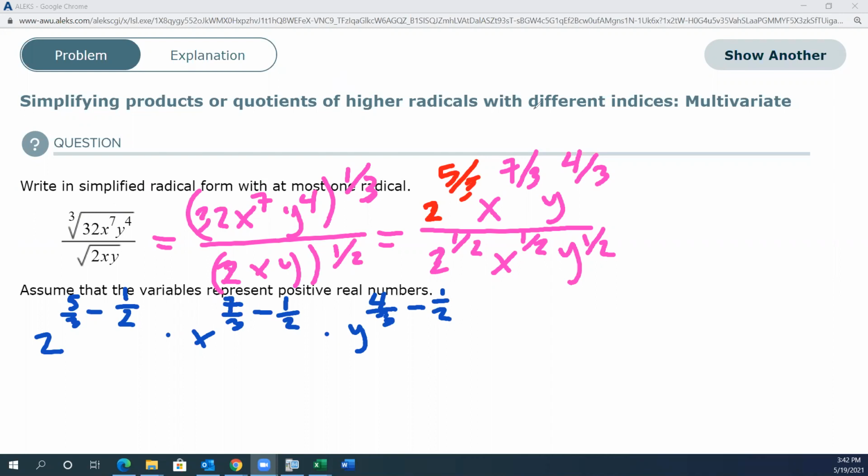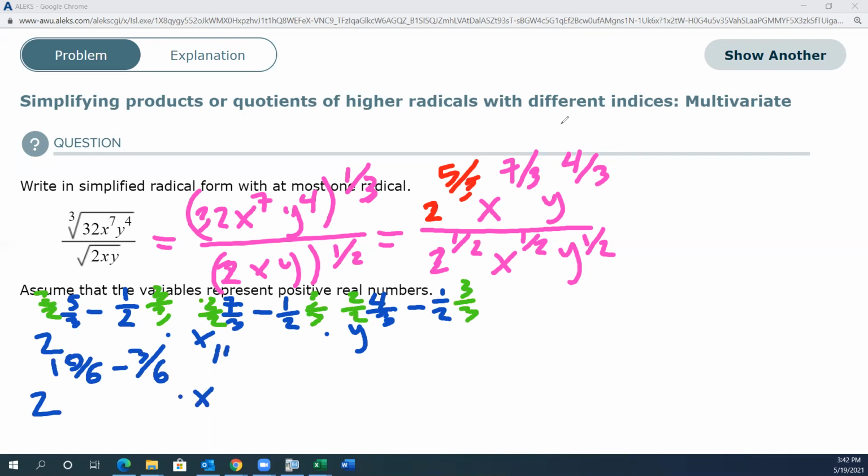So the common denominator for all of them is going to be 6. So I'll multiply by 2/2, 3/3, 2/2, 3/3, 2/2, and 3/3. Bingo. So that's going to be 2 to the 10/6 minus 3/6 times x to the 14/6 minus 3/6 times y to the 8/6 minus 3/6. Okay, so we tidied that up a little bit.